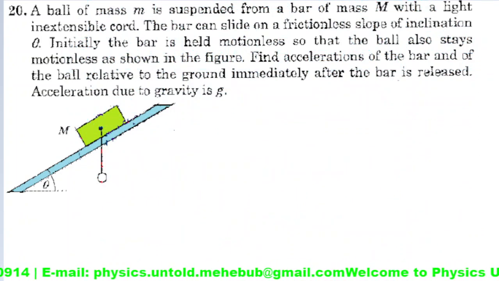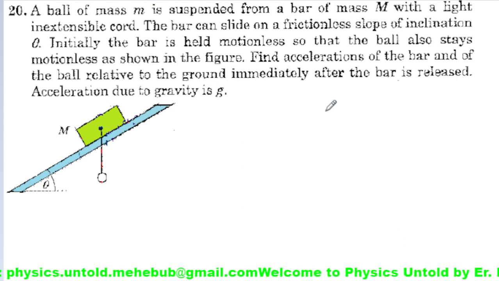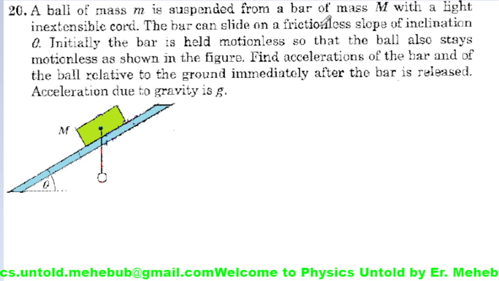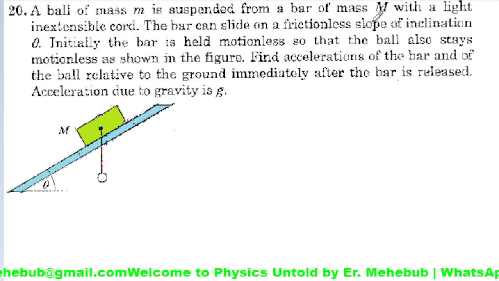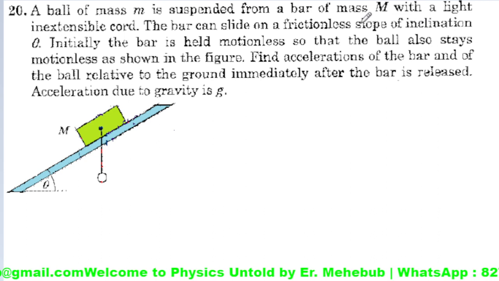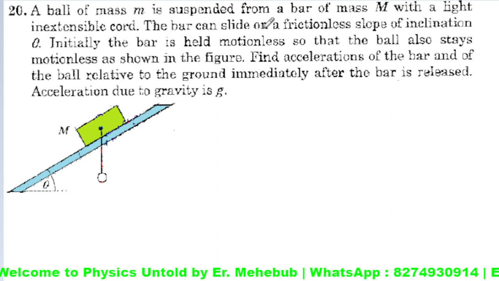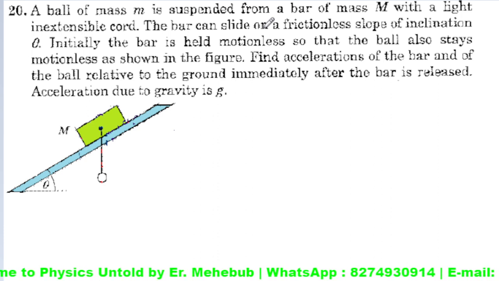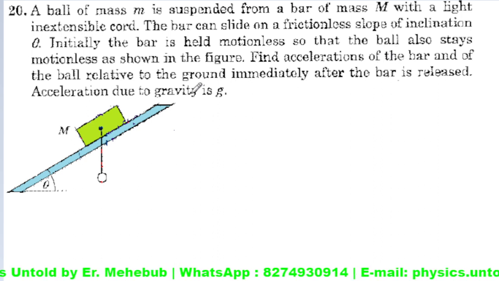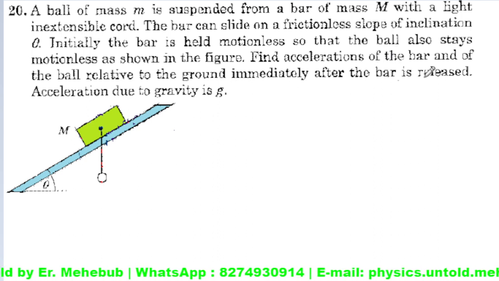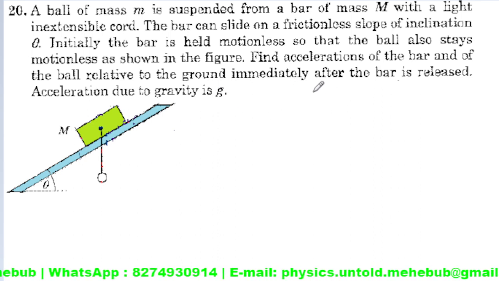The question is: a ball of mass m is suspended from a bar of mass capital M with a light inextensible cord. The bar can slide on a frictionless slope of inclination theta. Initially, the bar is held motionless so that the ball also stays motionless as shown in the figure. Find acceleration of the bar and the ball relative to the ground immediately after the bar is released.